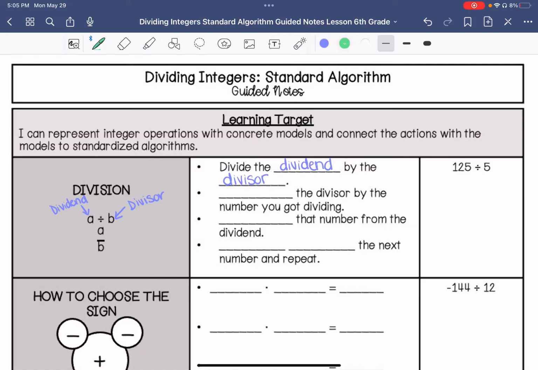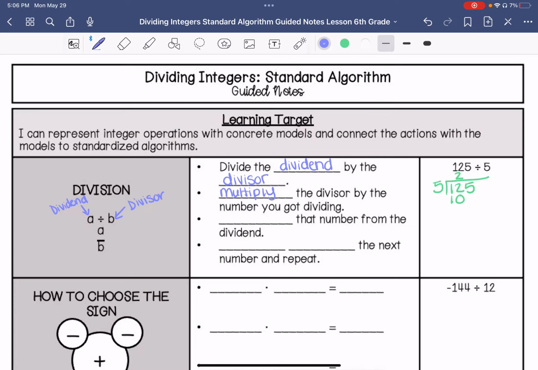So if we're going over here, we're doing 125 divided by 5. I know that 5 goes into 12 twice. So I would do 5 times 2, which is 10. So that's what it means by multiply the divisor by the number you got dividing.